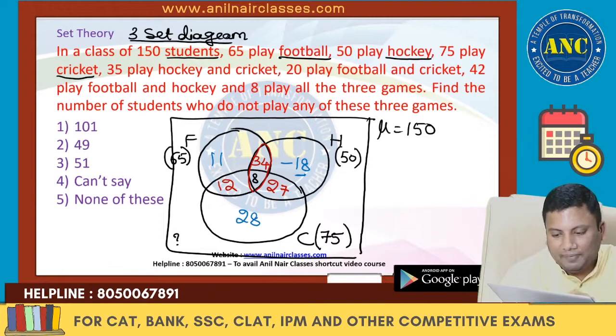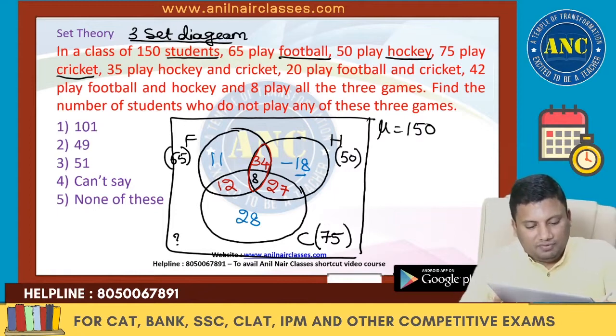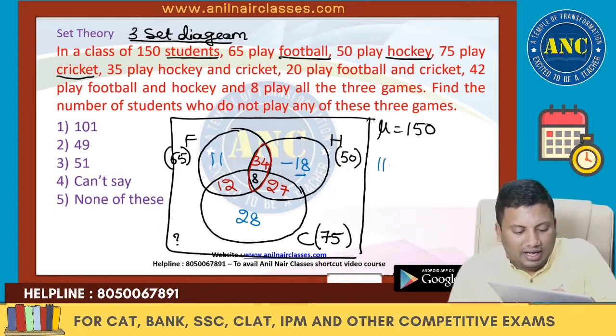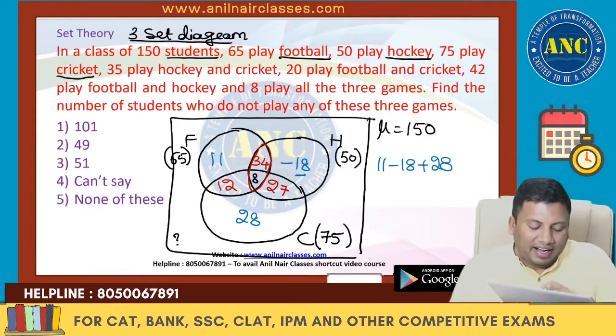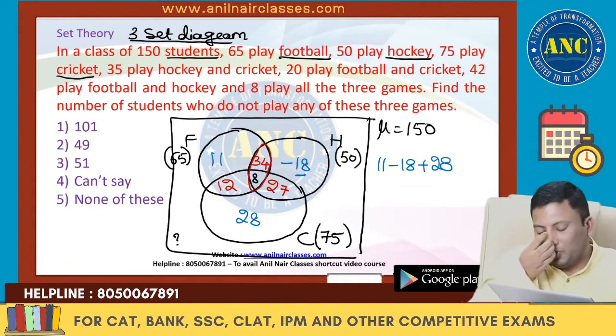Hockey is 50. 8 is playing. Hockey and cricket is nothing but 35. 8 is nothing but 27. Football and hockey it is 42. So what is this value? 11 minus 18 plus 28, right? Theoretically it could be true, but it is coming out to be negative. The number of people who only play hockey cannot be negative.